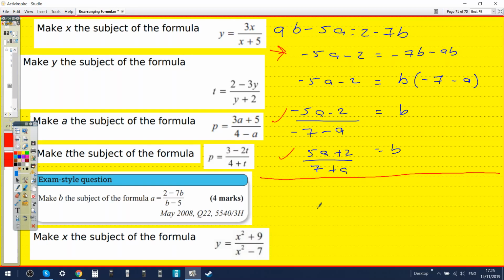So let's try the very last one. Make x the subject. So times x squared minus 7 on both sides. So yx squared minus 7y equals x squared plus 9.